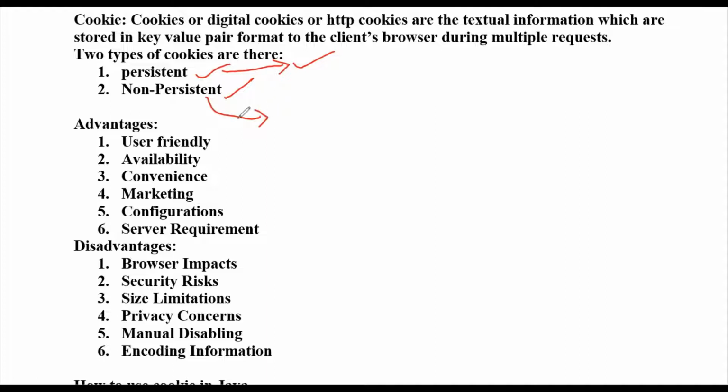Now coming to non-persistent, this is the opposite of persistent, where whenever you close the browser, the cookie information also will be removed. So that is the difference between persistent and non-persistent. In the persistent, you need to sign out or log out to actually remove the cookies. So that's regarding the persistent and non-persistent.